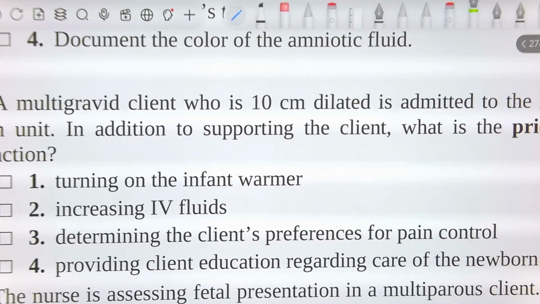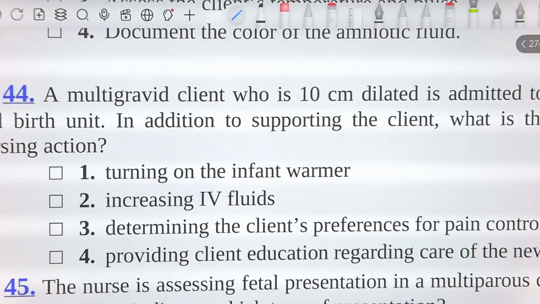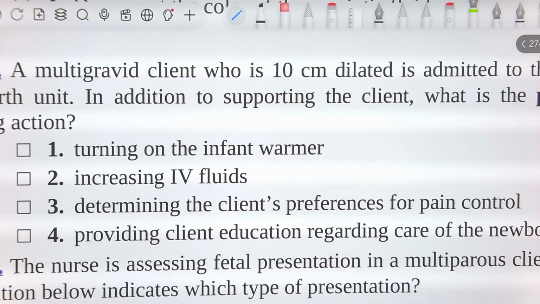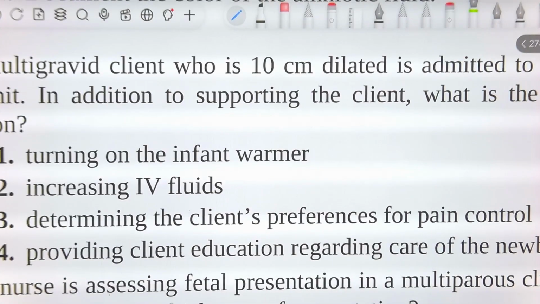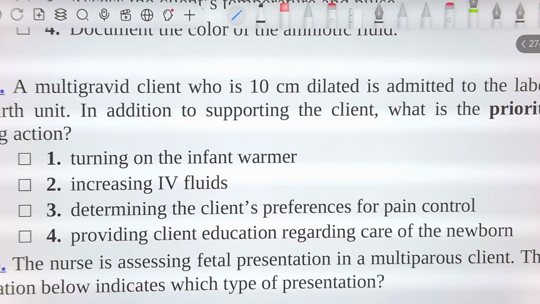So now let's read question number 44. A multigravid client whose cervix is 10 centimeters dilated is admitted to the labor and birth unit. In addition to supporting the client, what is the priority nursing action? So you have four options on the screen. What will be the right one? The cervix is 10 centimeters dilated. So answer number one will be the correct one.